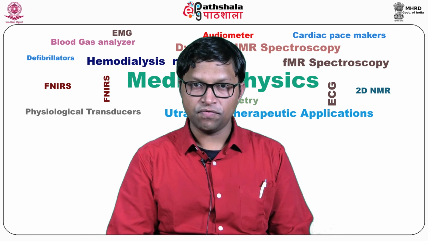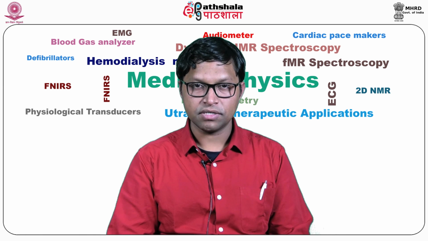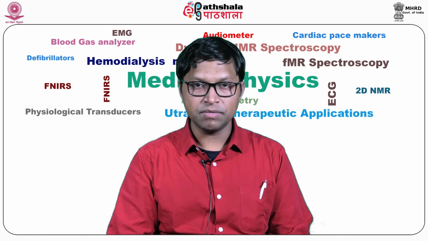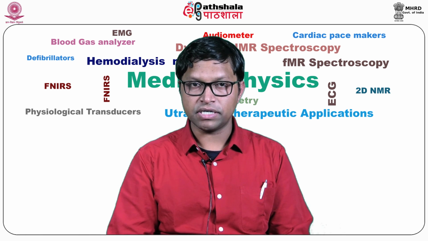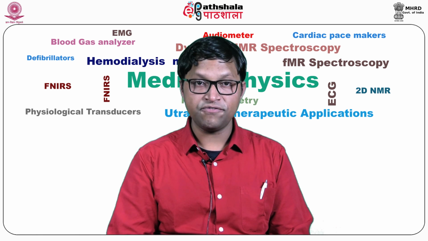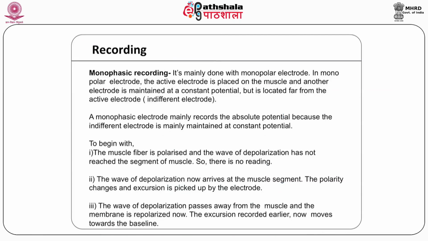One, the monophasic recording. It is mainly done with the monopolar electrode. In monopolar electrode, the active electrode is placed on the muscle and another electrode is maintained at a constant potential, but it is located far from the active electrode, that is the indifferent electrode. A monophasic electrode mainly records the absolute potential because the indifferent electrode is maintained at constant potential.